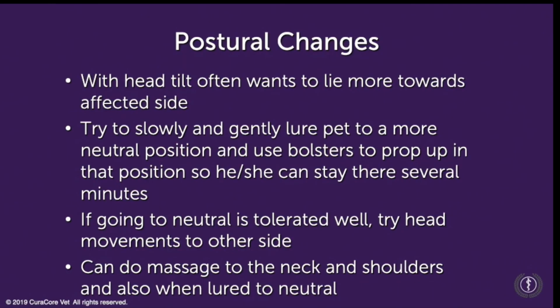Also, I like for owners to do massages to the patient's neck and shoulders when they're going through these problems, because again, with that chronic head tilt, if I'm tilted to the right, I'm going to get tight on these tissues and muscular system over here on that right side and elongated on the left. So it's good to do massage to that area. And if their appetite is back, I like to have them lure the dog, if possible, to a neutral position and massage him in that neutral position as well.